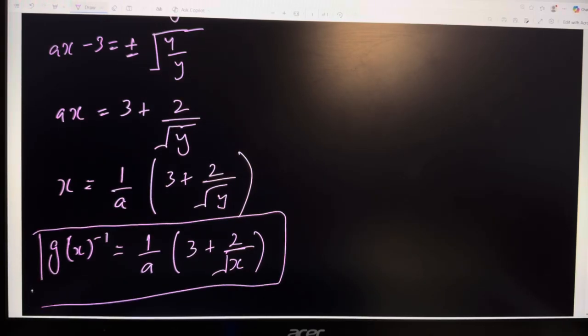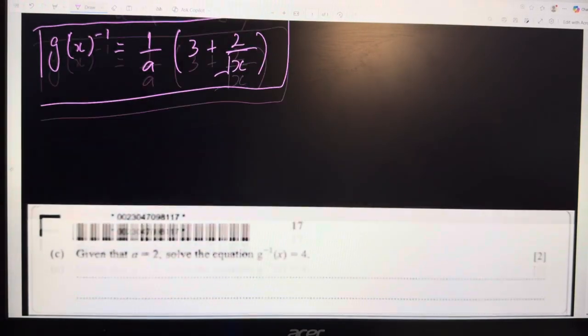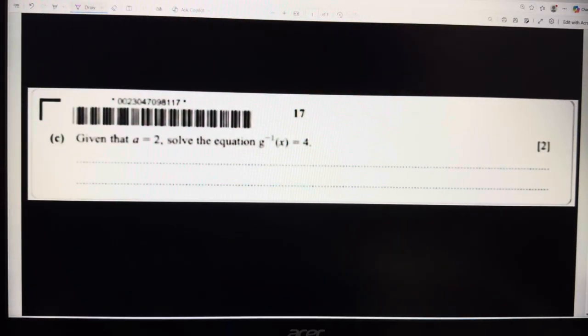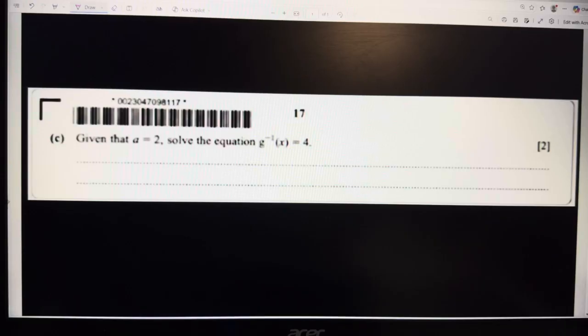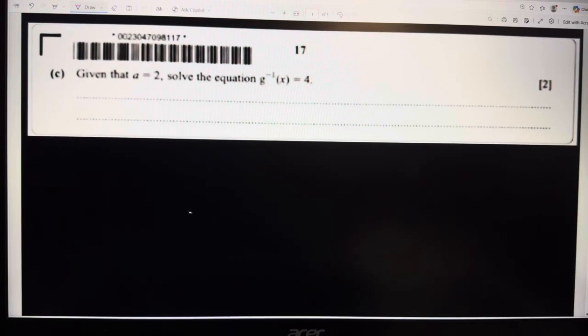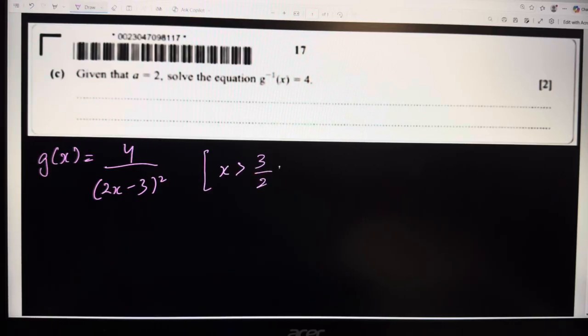Now it says given that a is equal to 2. First we can substitute a and everything so we can understand clearly. gx is equal to 4 upon (ax minus 3) the whole thing squared, so (2x minus 3) the whole thing squared, for x greater than 3 upon a, greater than 3 upon 2. And it says solve the equation g inverse is equal to 4. We have to solve this part.